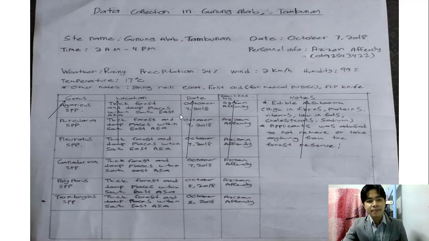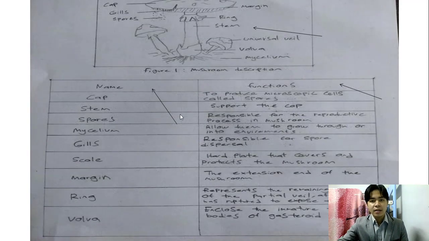The next slide. Here is an example of how we identified each of the features of the mushroom. Here's the arrow, and this is how we managed to organize the names and the functions. We separate it into two, this one according to what its functions are.